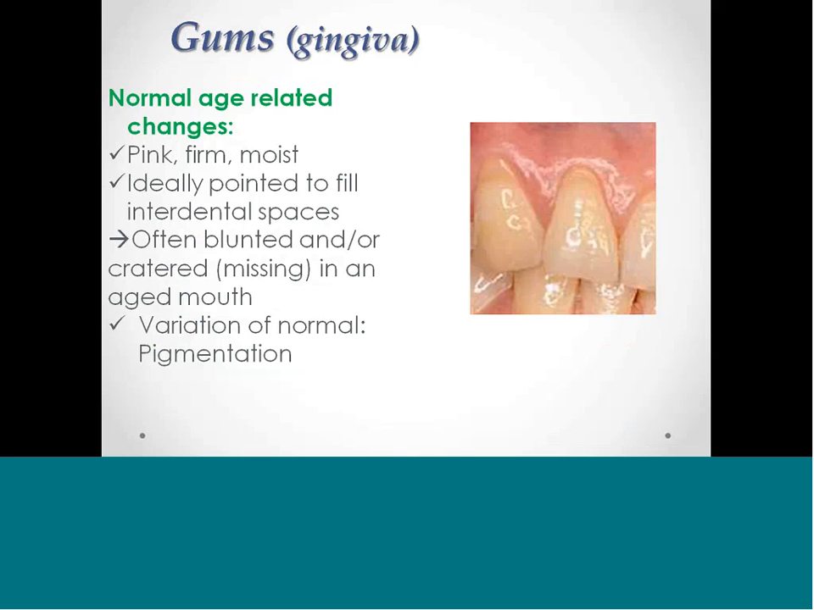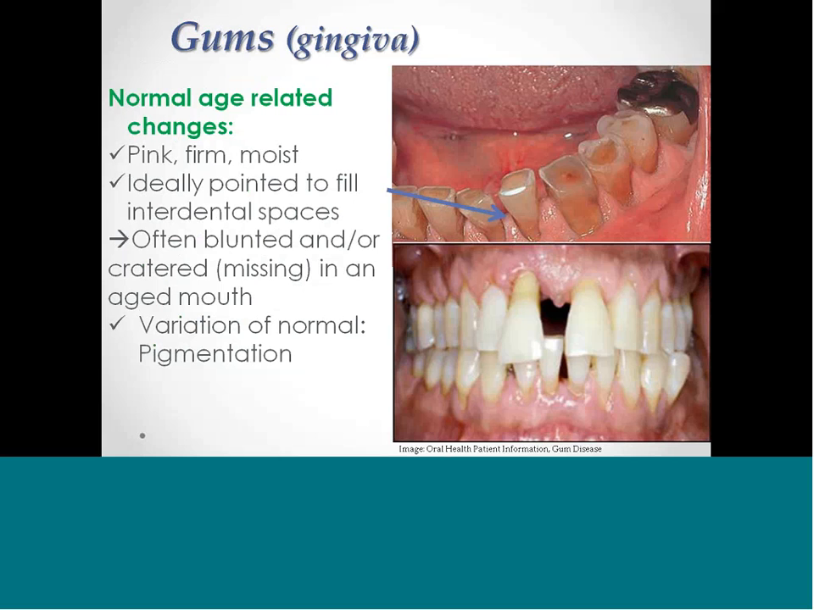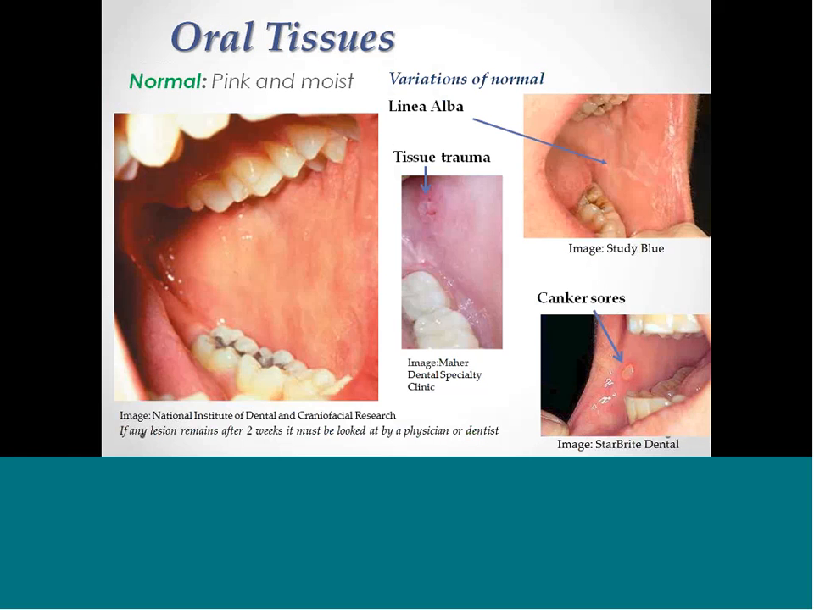Over time, the papilla becomes blunted and/or missing completely due to many factors associated with aging. The gingiva, or gums, may also appear pigmented, which is a variation of healthy gum tissue. And next, to look at the oral tissues. The picture on the left shows what healthy oral tissues, or cheeks, should look like. The three pictures on the right show common findings.